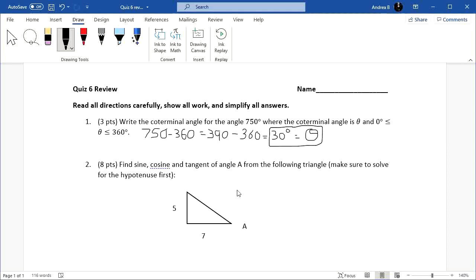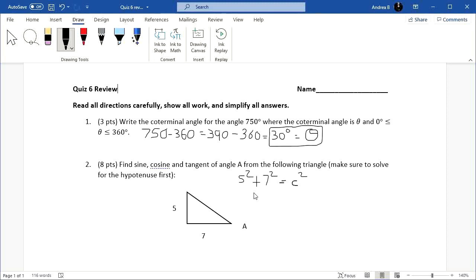And then for number 2, I'm going to find sine, cosine, tangent of angle A for the next triangle, and we want to make sure to solve for our hypotenuse first. So remember, if you've got a right triangle like we have here, we'd have to use our Pythagorean theorem, a squared plus b squared equals c squared, to get the hypotenuse first. So in this case, we'd have our 5 squared, one of the legs of the triangle, plus 7 squared, another leg of the triangle, equals our c squared, which is what that hypotenuse is called.